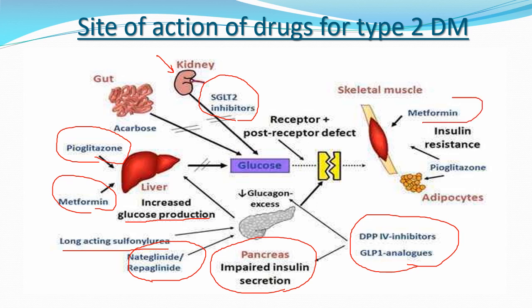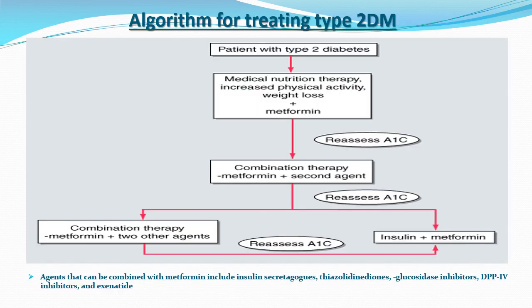And finally, the metformin and the thiazolidinediones act on the receptor level, in the skeletal muscle and adipocytes. They enhance the sensitivity of the tissues to insulin. In other words, they decrease the level of insulin resistance.